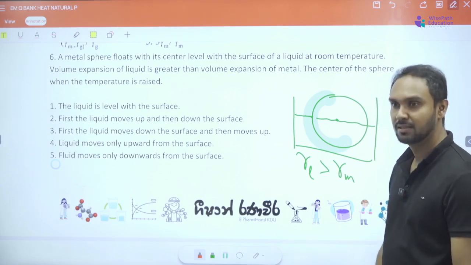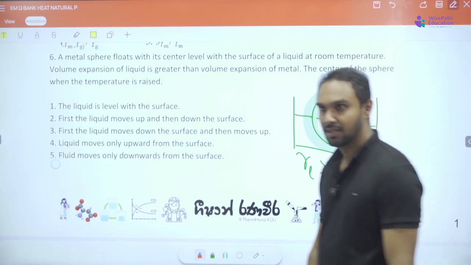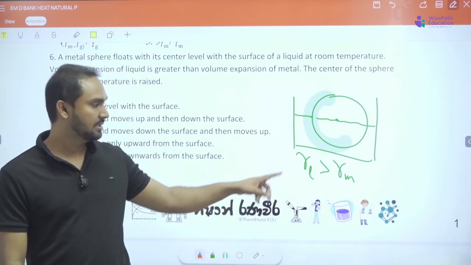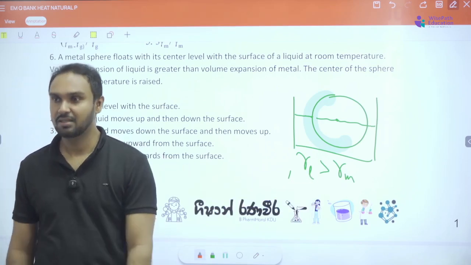These are expansivities. Question says the expansivity of metal is less, expansivity of liquid is more, right?